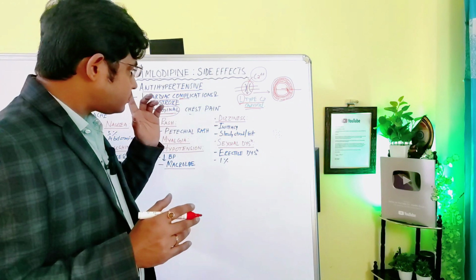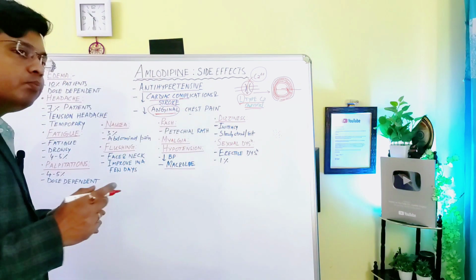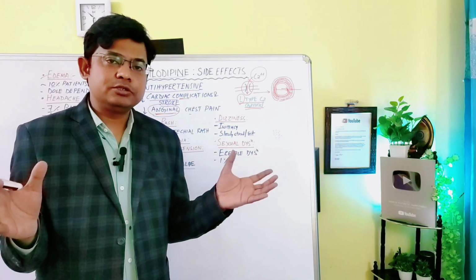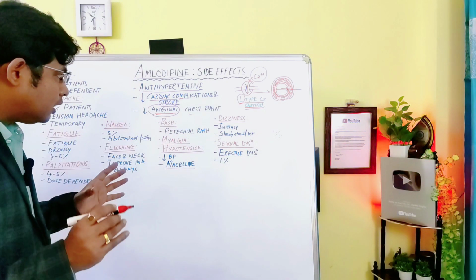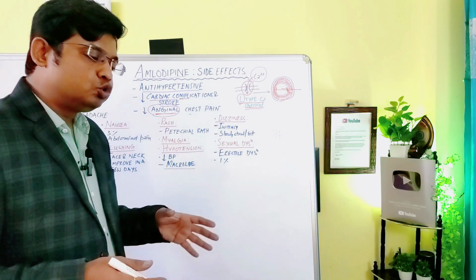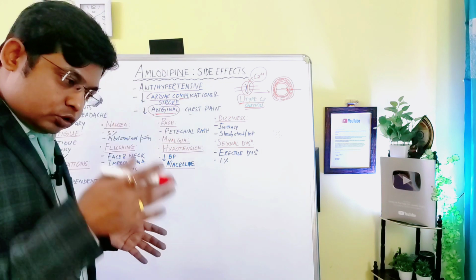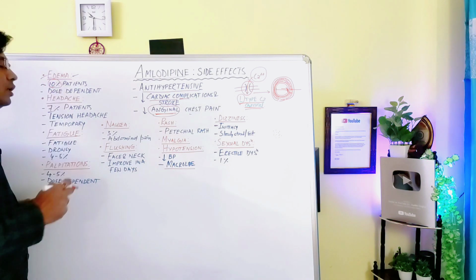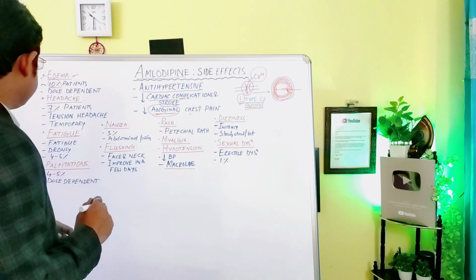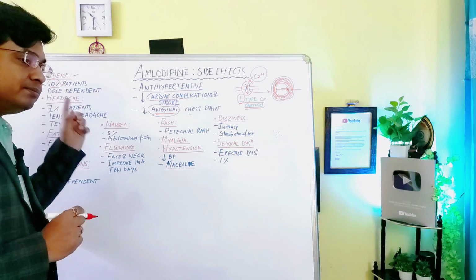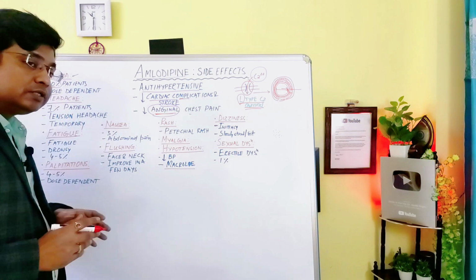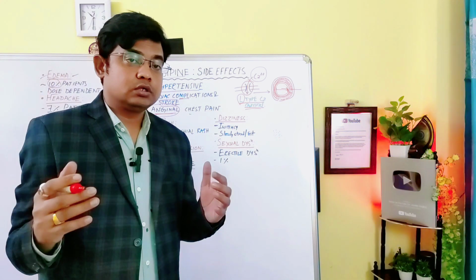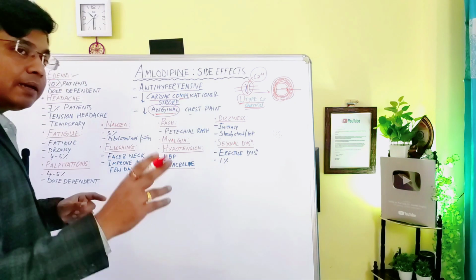Now let's have a look at the side effects of amlodipine. The most common side effect of amlodipine is edema. Edema means there is swelling of extremities, and the edema that is often seen with amlodipine use is usually seen around the ankles. This is one of the commonest side effects of amlodipine. It is seen in almost 10% of patients who are taking amlodipine, and this feature is dose dependent. That means if we increase the dose, the amount of edema will increase, and if you reduce the dose, the amount of edema will also decrease simultaneously.